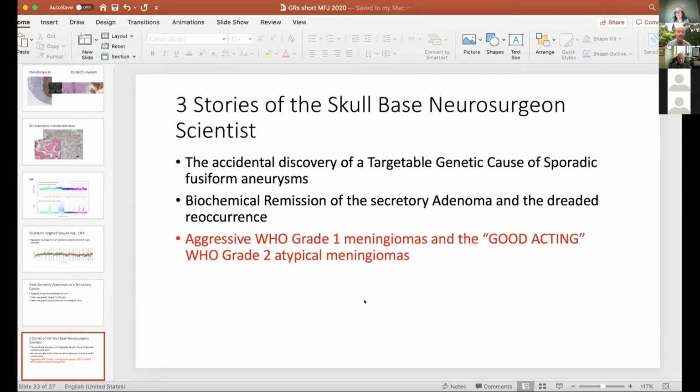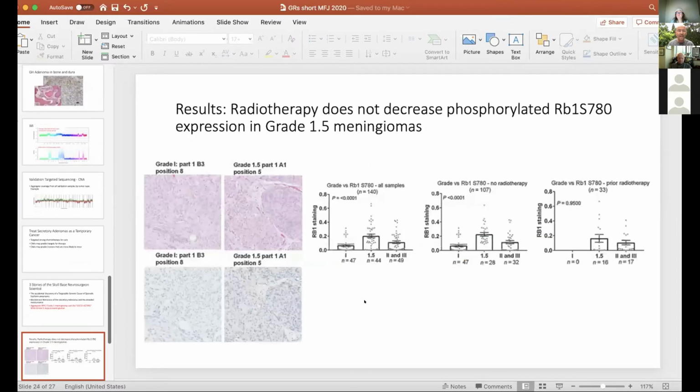And in that same vein, atypical meningiomas, should we irradiate them? Should we not? 40% of them recur, and they recur aggressively and eventually lead to death in our patients. We don't know the answer to that. Histologically, these tumors look identical.